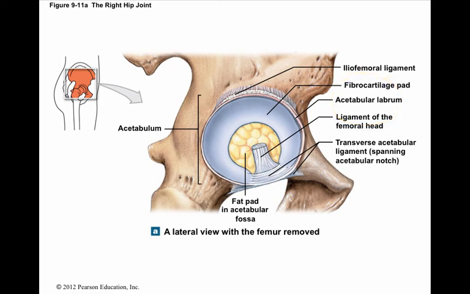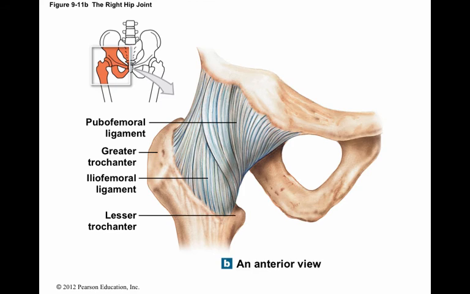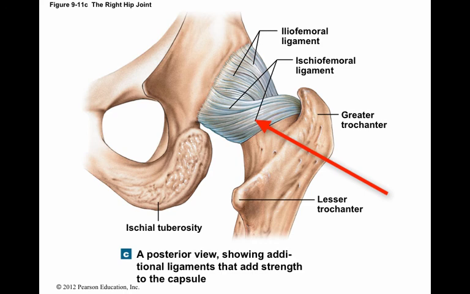There are several ligaments of the hip joint, including the iliofemoral, the pubofemoral, and the ischiofemoral. The iliofemoral originates on the ilium and inserts on the anterior femur. The pubofemoral ligament originates on the pubic bone and inserts on the posterior femur. The ischiofemoral ligament originates on the ischium and inserts on the anterior femur.